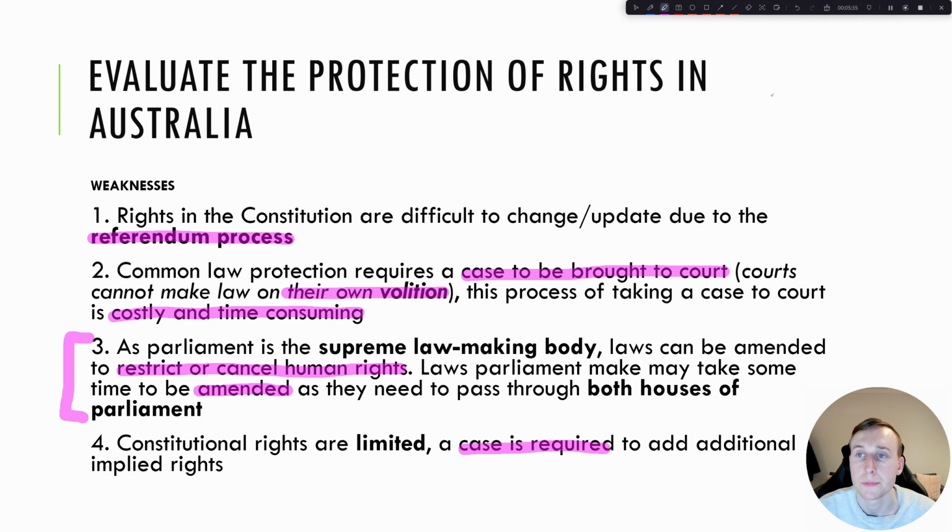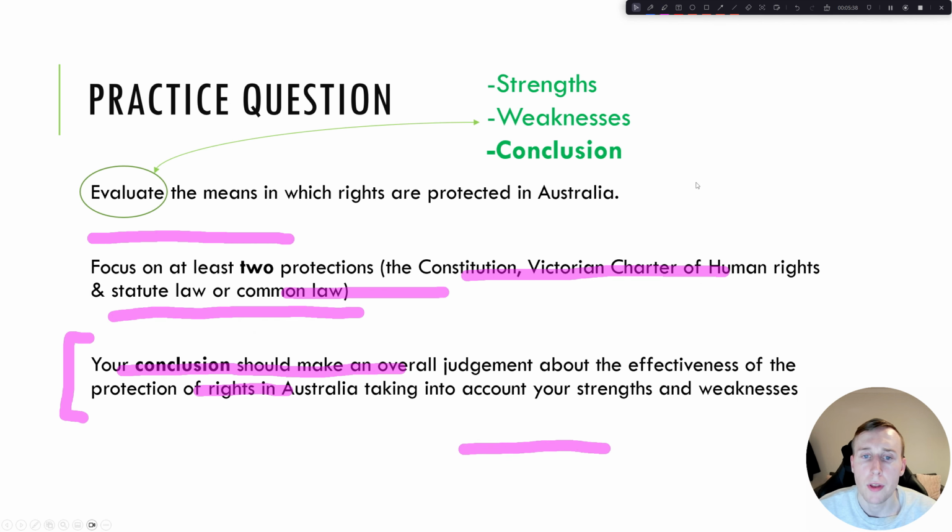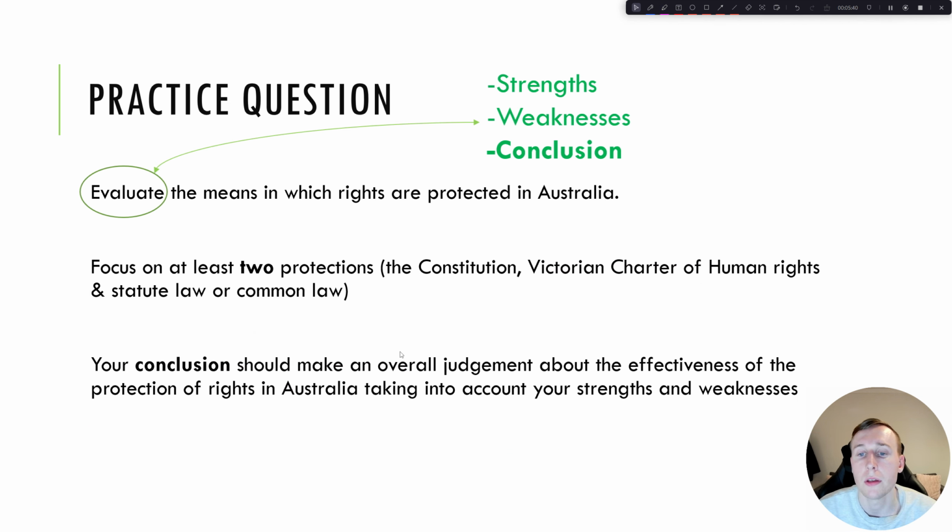Now that I've presented you with the strengths and weaknesses, we're going to focus on how to actually write this in a paragraph. You might be lucky enough to get just a discuss question. If you just get a discuss the ways in which rights are protected question, you only have to focus on the strengths and the weaknesses and just have 2 paragraphs.